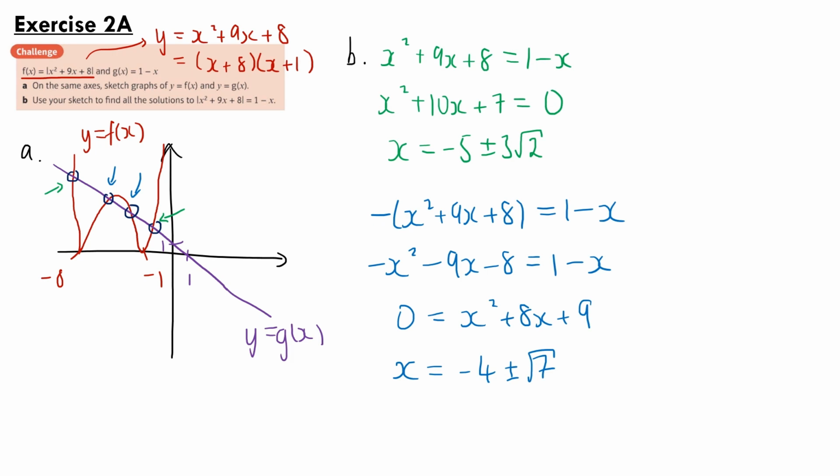Okay. So our four solutions are x equals minus 5 plus or minus 3 root 2 and x equals minus 4 plus or minus root 7.